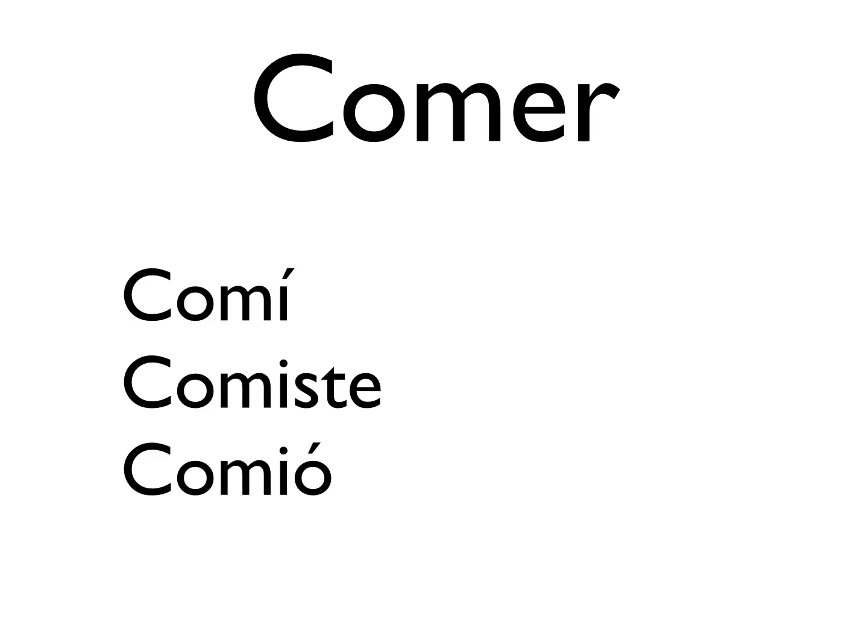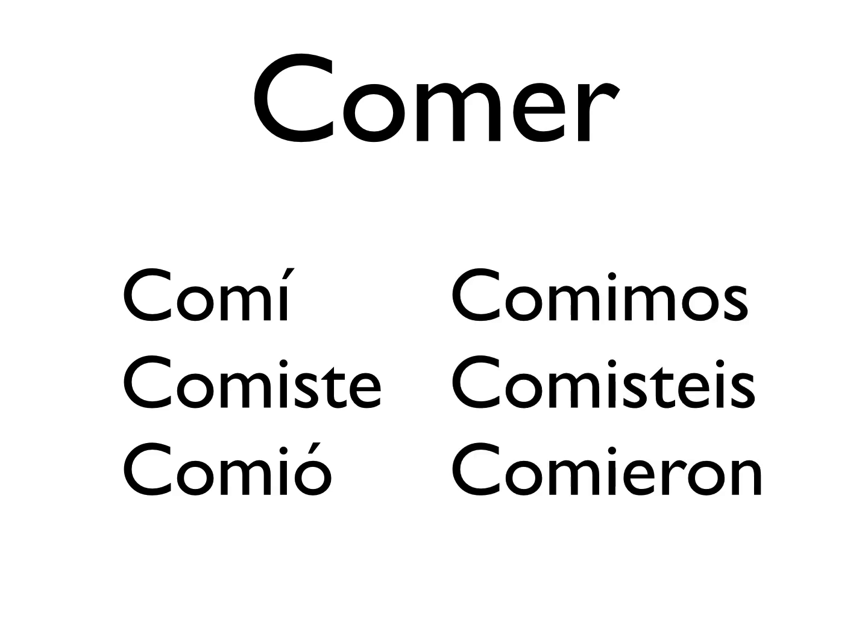It's an ER verb. Pause the video here and see if you can conjugate this verb in full. Okay, let's see how you got on. Comí, comiste, comió. Note the accent on the first and the third person. Comimos, comisteis, comieron. So again, the verb endings are the same for the IR and the ER verbs, and hopefully you were able to conjugate or form this verb in that sequence.